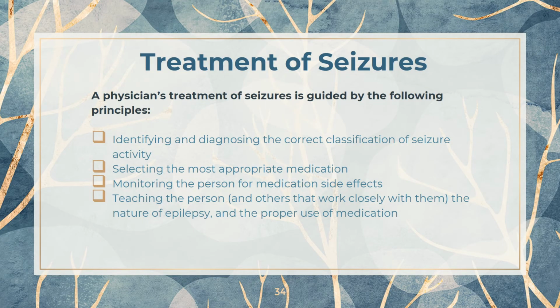When medical providers work to effectively treat seizure activity, they are guided by the principles listed. They want to be sure they are identifying and diagnosing the correct classification of seizure activity and prescribing the most appropriate medications. They also want to be sure medication side effects are monitored and documented for the person, as well as ensuring the person and those that work closely with them are given information about the nature of epilepsy, their diagnosis, and how to correctly take any medications they are prescribed.